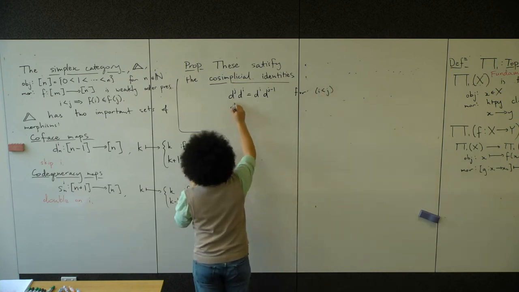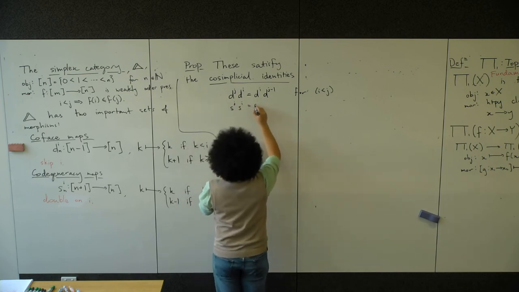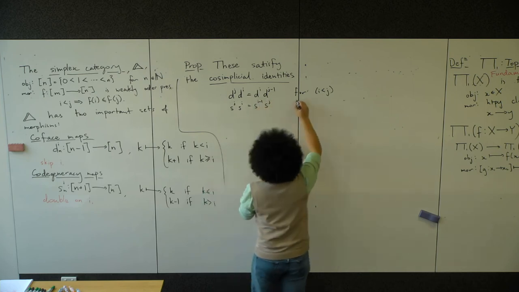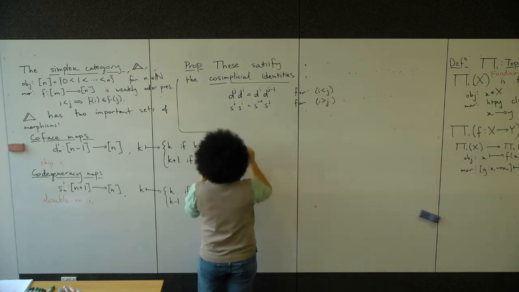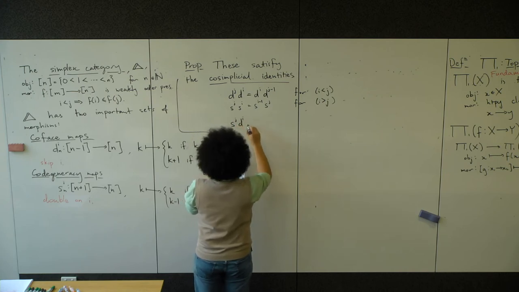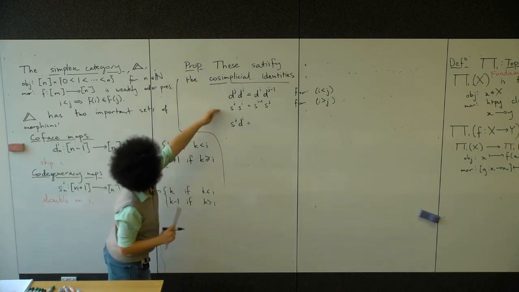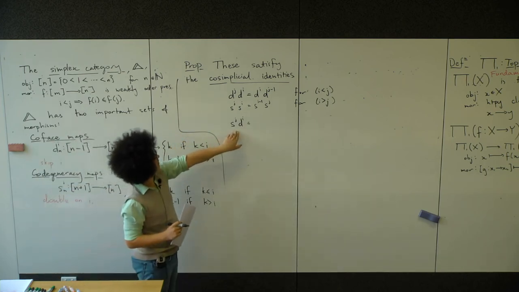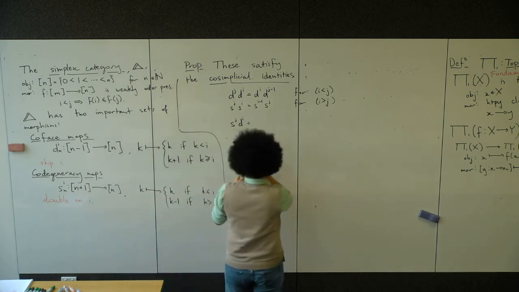We have s^j s^i equals s^{i-1} s^j for i greater than j. We have s^j d^i, so this one goes up, this one goes down, and this one goes up and then down. So it ends up in the same spot.